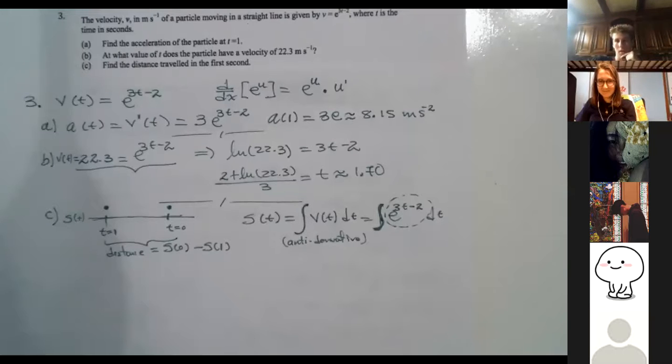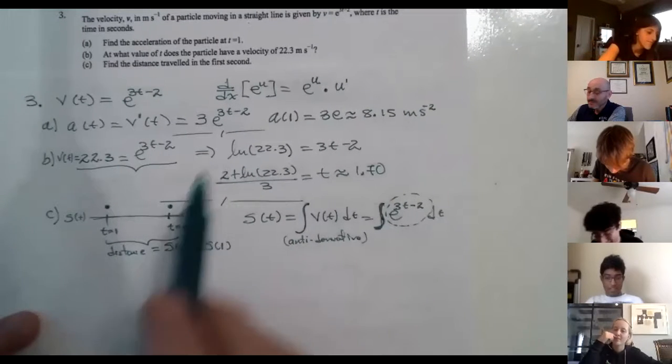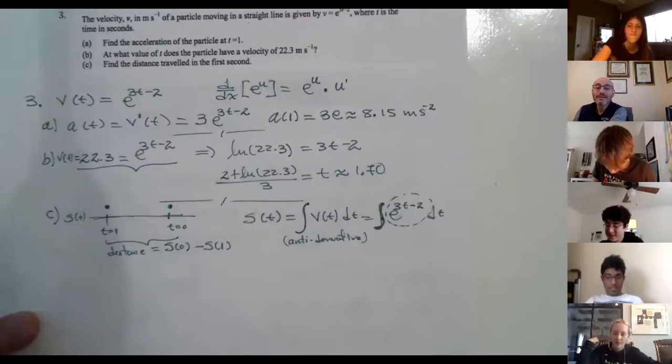All right, let's try to figure this out. All right, so look, is it like 1/3 e to the 3t minus 2? That is Tony. How do you figure that one out?